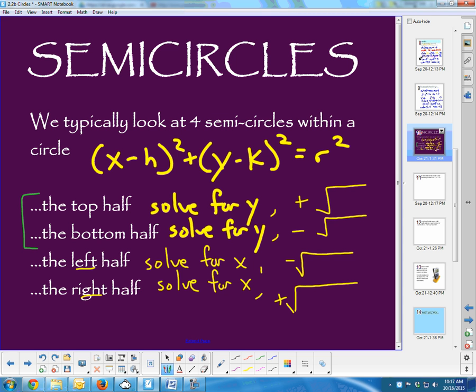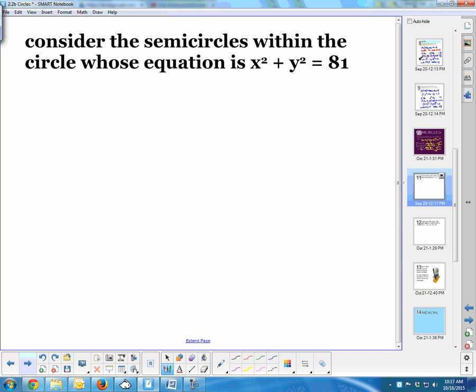What we're going to do now is just a couple of examples to show what that might look like. Starting with a fairly easy equation, let this equation be centered at the origin. It's x squared plus y squared. There's no value for h, no value for k, so the zeros, and a radius of 9. We have an 81 there. That constant is the radius squared, so the radius would be 9.